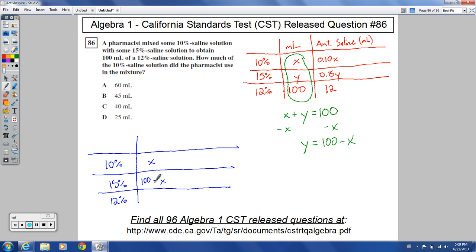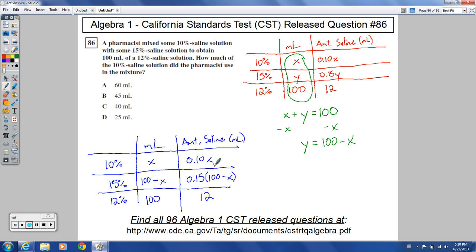We know that the amount of 15% solution we put into the mixture would be 100, the total amount, minus whatever this was. So we'd have 100 minus X plus the X to get the 100 that we started with. So that's the milliliters still. Notice it's the same column here, just replaced Y with 100 minus X. And then over here, still the same column, the amount of saline in milliliters that we have is going here. But again, I'm replacing Y with 100 minus X. So this is still 0.10X, but this is going to be 0.15 times the quantity 100 minus X. And then this is still 12.